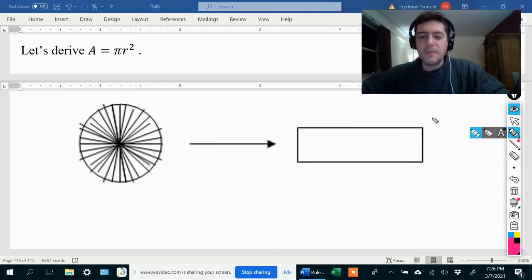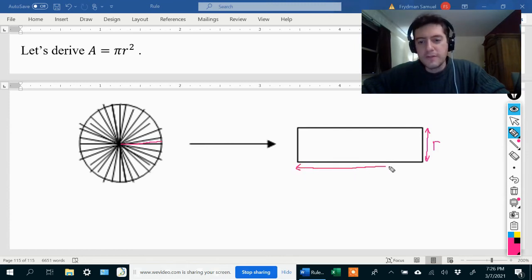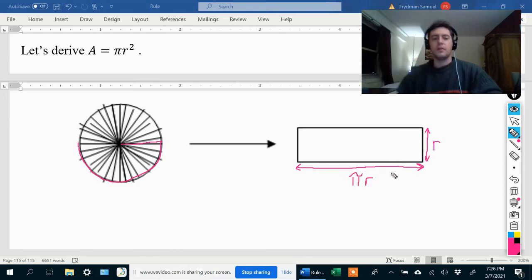All right, but this part over here would still be equal to the length of the radius of the circle, and this part over here would still be the length of half of the circumference of the circle, which is pi times r. But since this is a rectangle now, or as close to a rectangle as we like, and we know how to find the area of a rectangle, then we'll be able to find the area of the circle, because remember, the area of this circle is exactly the same as the area of all those slices put together.